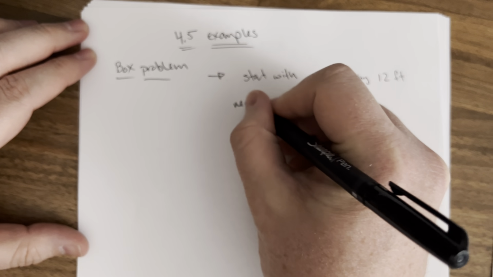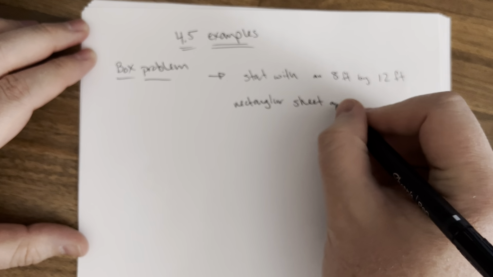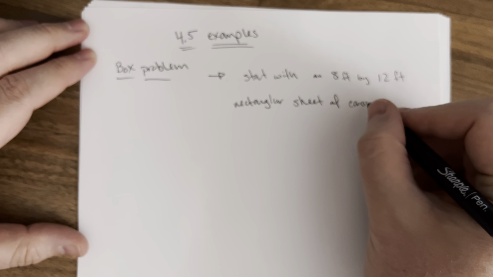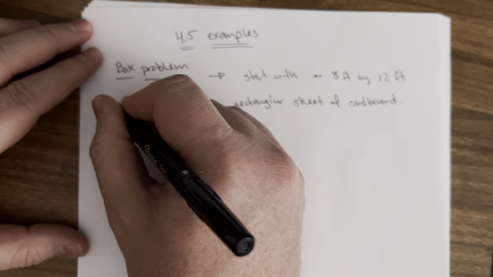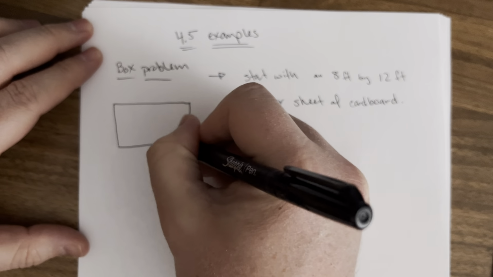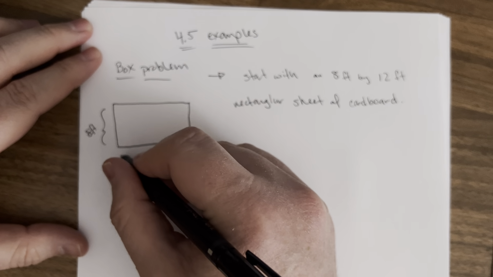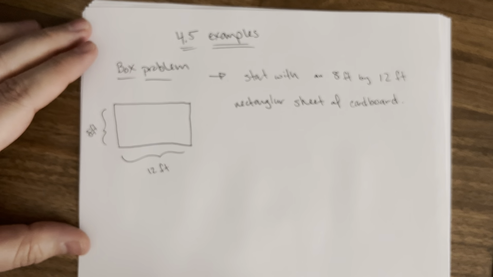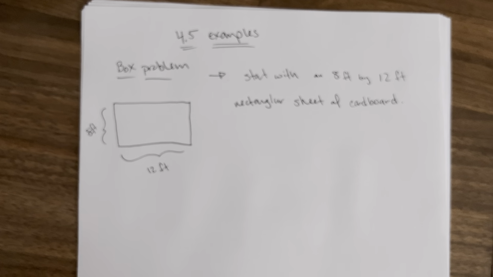8 foot by 12 foot. I spontaneously put units on there. This is gigantic. We'll just roll with it. So an 8 foot by 12 foot rectangular sheet of cardboard. So here's our guy. 8 foot, 12 foot. The move here, how this goes, is you then cut square corners out.